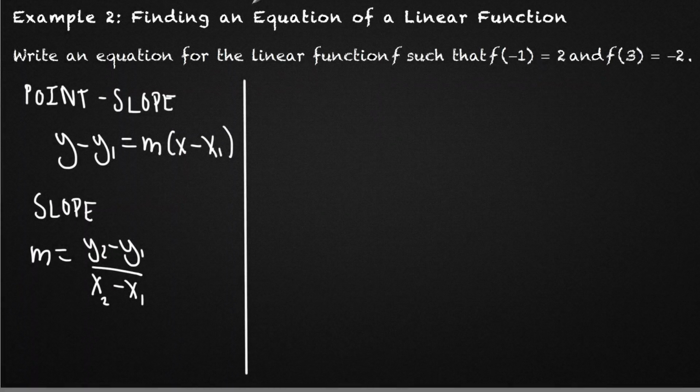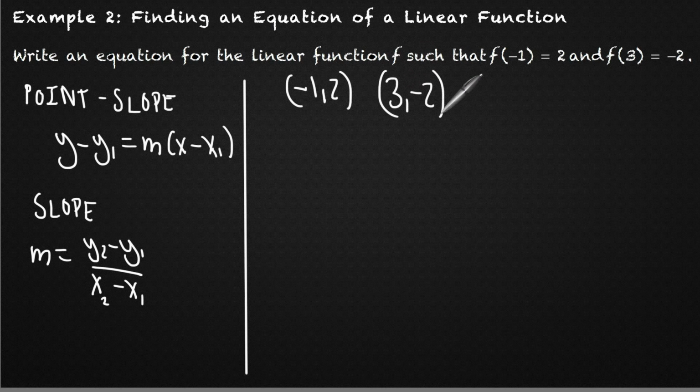All right, here we have something that we learned in Algebra 1 and Algebra 2. We just want to write a simple equation of a line that goes through these points. F of -1 equals 2, which means the first ordered pair is (-1, 2), and the second ordered pair is (3, -2). In order to do this, we're going to use the point-slope formula.